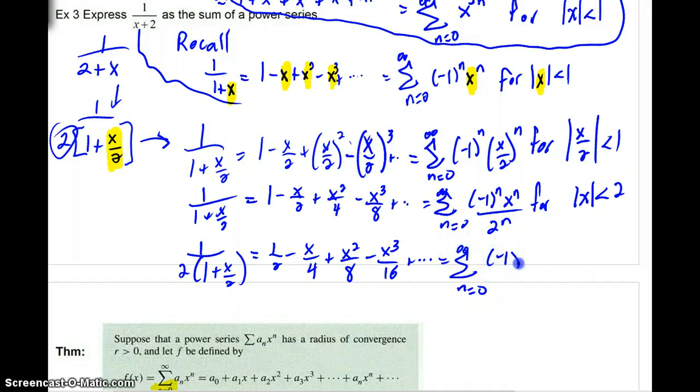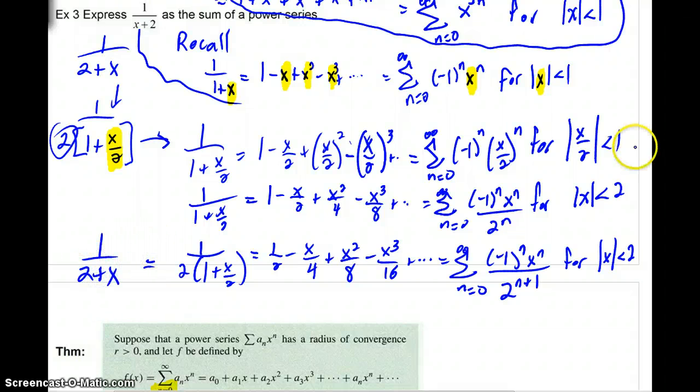So what's this series really going to look like? Well, down below we'll have 2 to the n plus 1. This obviously has not affected x. We're still going to be convergent in absolute value for x less than 2. But this is what 1 over 2 plus x, that function, will converge to: this power series for x values in absolute value less than 2.